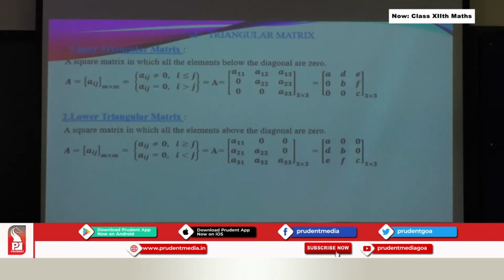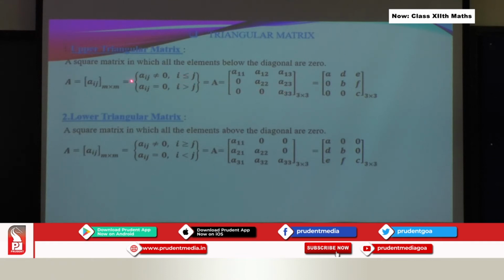Now let's proceed further. Triangular matrix. Now here we have two types of this matrix. Now over here it is upper triangular matrix, and second one is lower triangular matrix. What does it mean? A square matrix in which all the elements below the diagonal are 0. Now over here, if you see here, this is the diagonal, so this is a benchmark, you can say. So above this diagonal and including this diagonal, all the elements are non-zero. But below this diagonal, all the entries are 0.